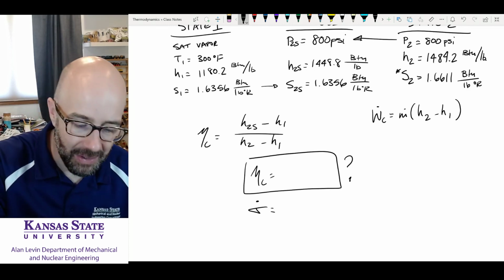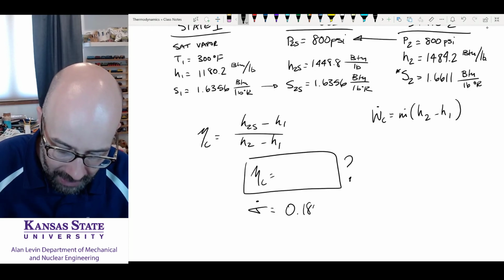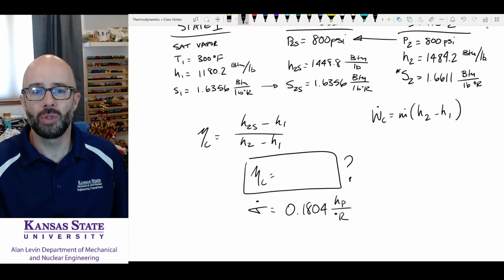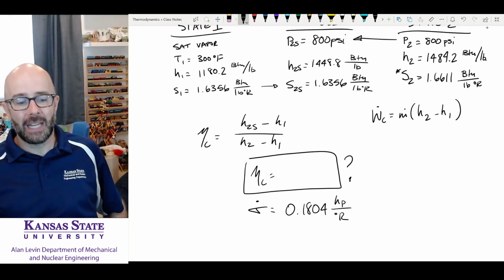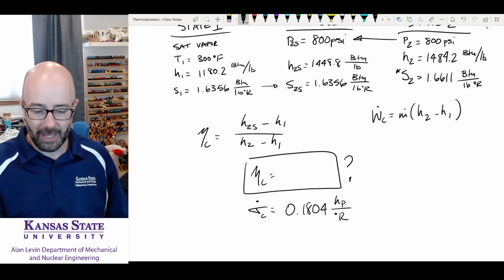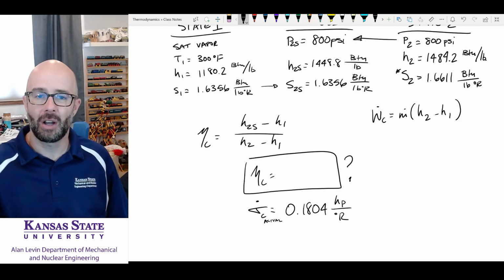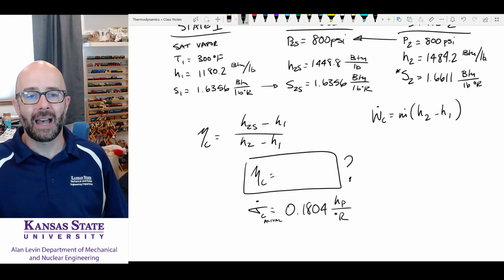I'm going to tell you the answer: sigma dot is 0.1804 horsepower per degree Rankine. And I would encourage you to continue this problem and find out what sigma dot is for the actual compressor. Okay? All right, we'll end this here, and I'll now do a problem that deals with ideal gases.